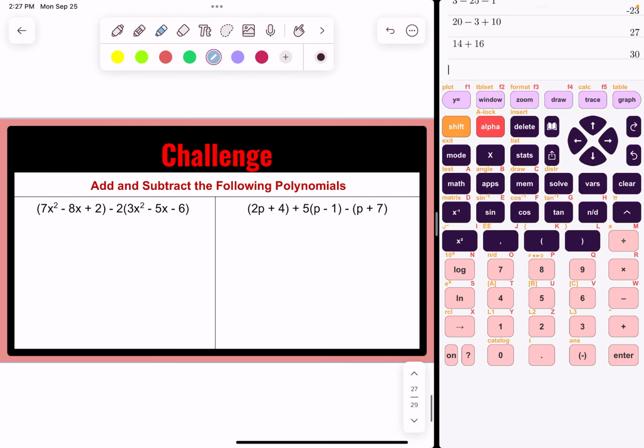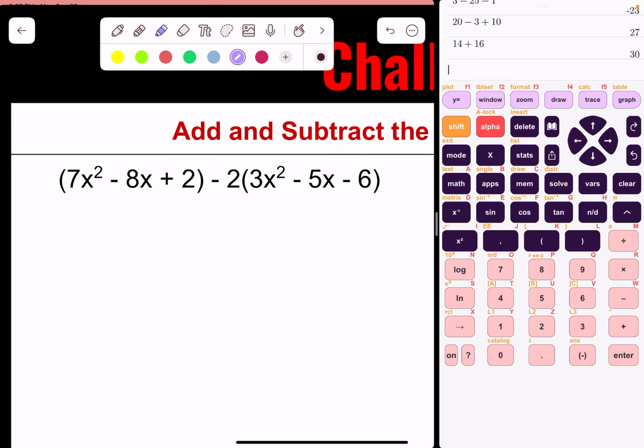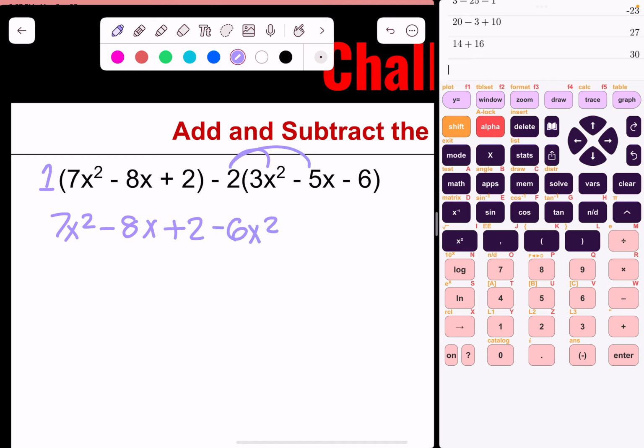All right, let's look at some challenges here. Let's look at the first one. In front of the first parentheses is a 1, because I don't see anything, so there's an imaginary 1. When you distribute, that will all stay the same. Now, negative 2 times 3x squared is negative 6x squared. Negative 2 times negative 5 is positive 10x. And negative 2 times negative 6 is positive 12.